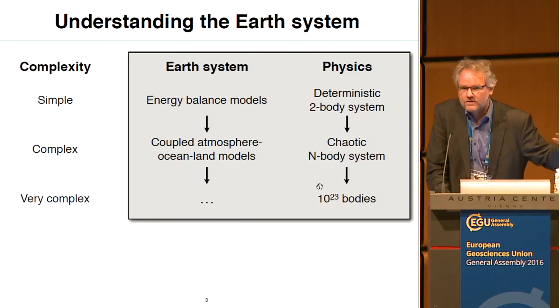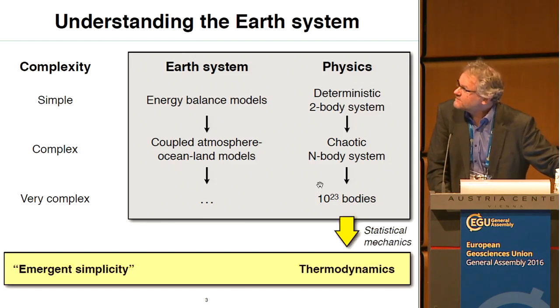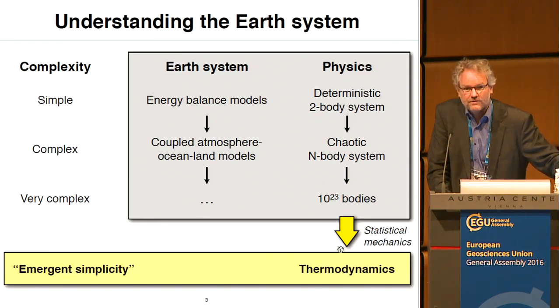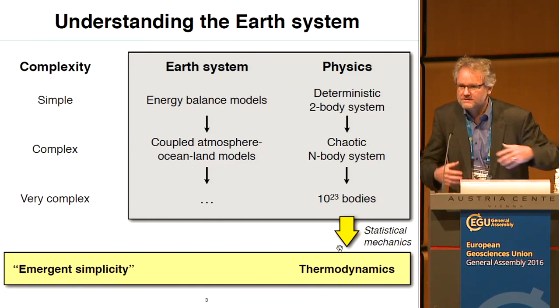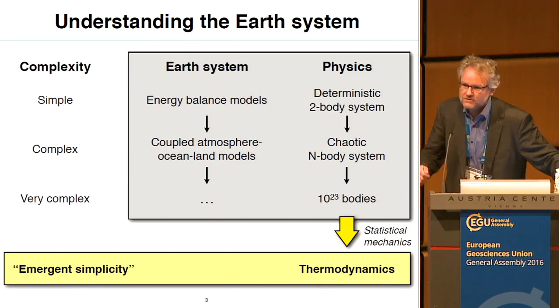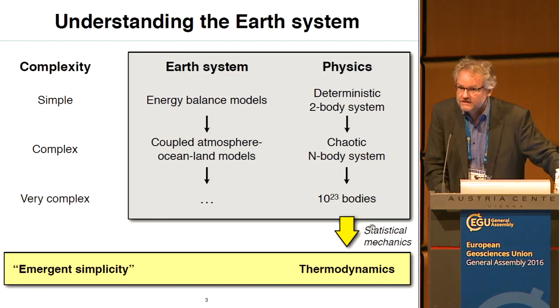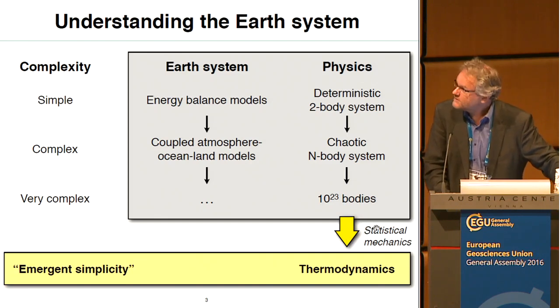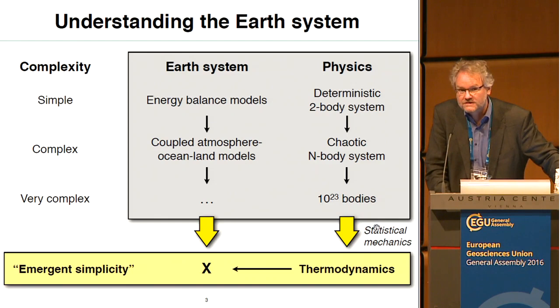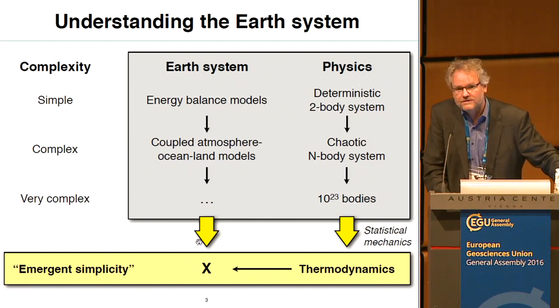And then something wonderful comes in physics, and this is statistical physics, and it allows us to derive thermodynamics from this. And thermodynamics is very simple. When you think about the ideal gas law, it describes 10 to the 23 molecules in just one equation. And so the ultimate goal here is to do something similar for the Earth system, to derive something based on thermodynamics, to infer how this complex Earth system actually behaves.